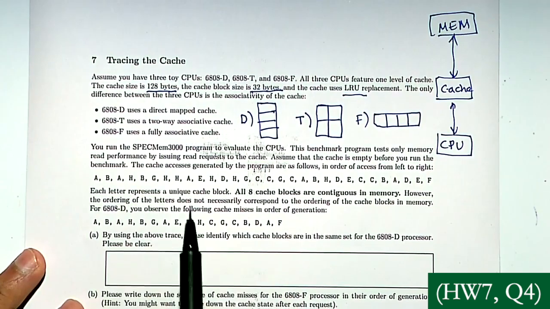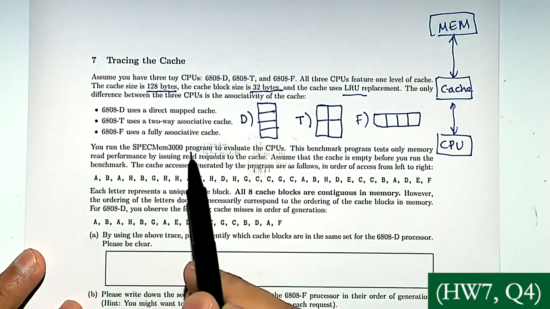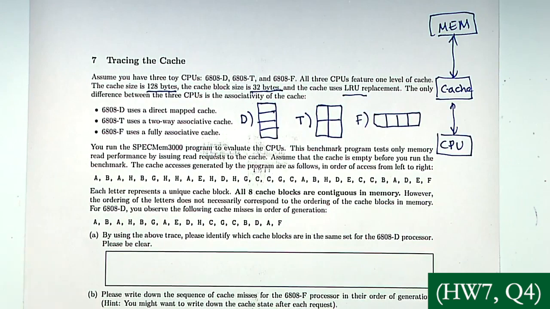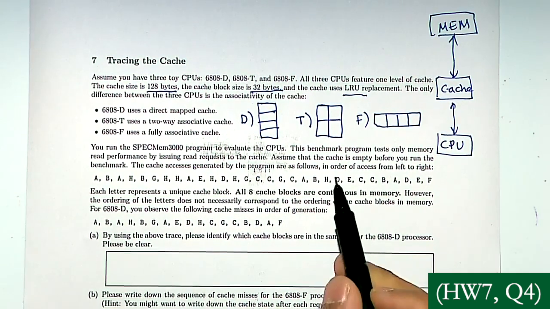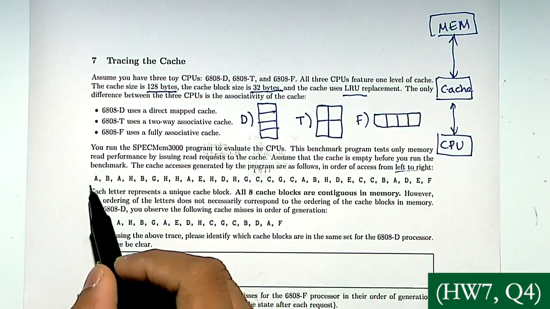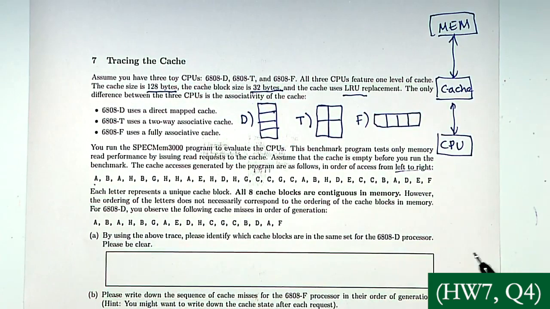Then we're told that we run this particular program to evaluate the CPUs. This benchmark tests only memory read performance by just issuing a series of reads to the caches. We're going to assume that the caches are empty before we run the program. Okay? So the cache accesses that are generated by the program are as follows, in order of access from left to right. So we have a sequence of accesses to a bunch of different blocks.